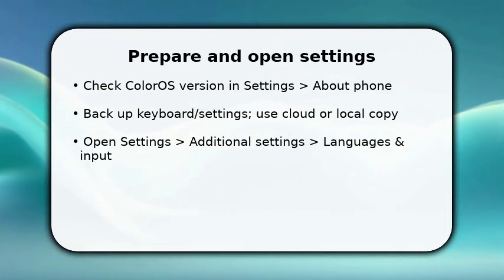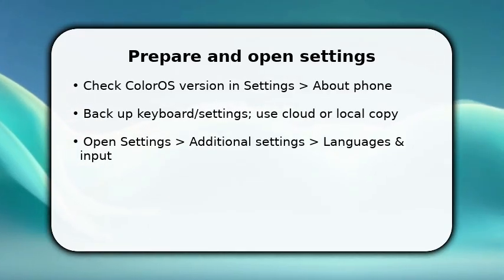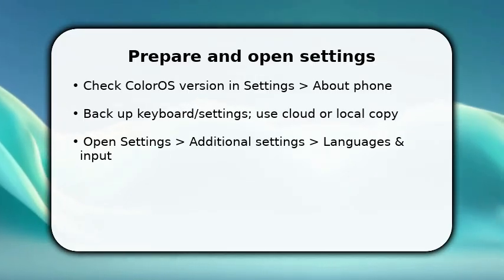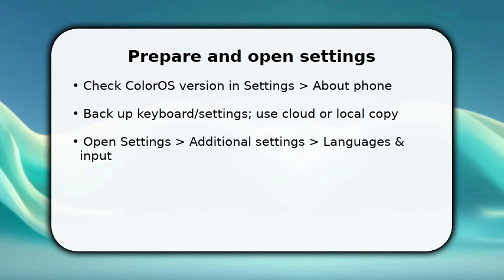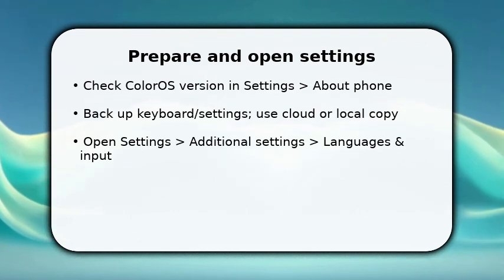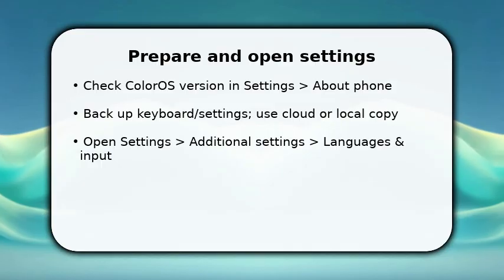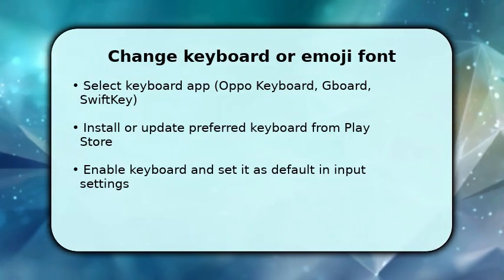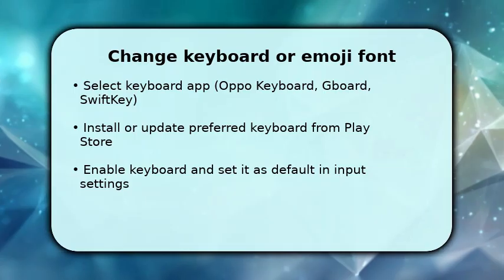Once in Languages and Input, select the keyboard app you use, for example, Oppo keyboard or Gboard, and make sure permissions are granted. This prepares the phone to accept a new emoji style or an updated keyboard. You'll now change the emoji source by switching keyboards or updating the system font.